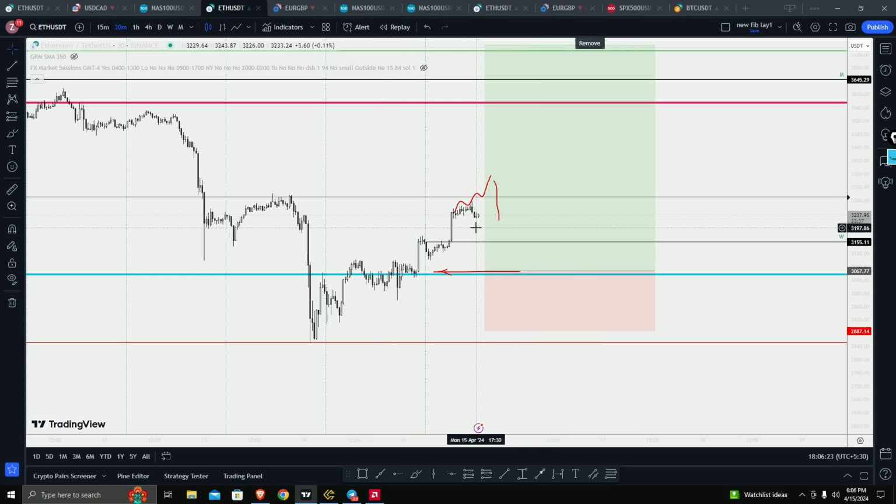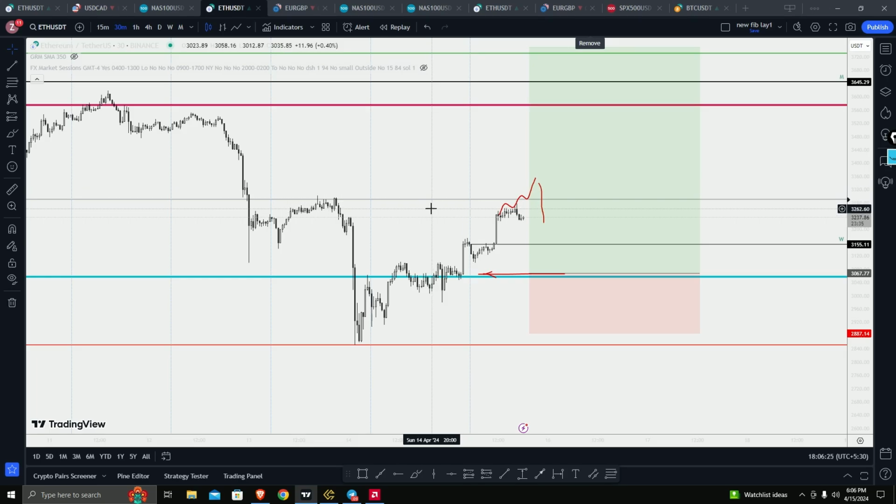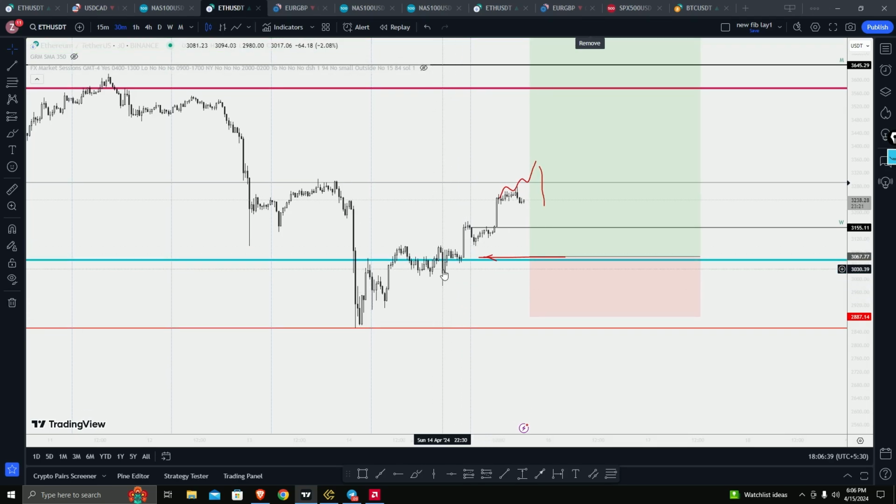Now why do I have this drawn and marked up here? I am looking at another setup, because the setup that I was talking about actually played out on Sunday. We know that most of the markets are closed on Sunday, except for crypto, centralized and decentralized exchanges. So I got a fill because my firm allows me to trade crypto on Sunday. A lot of people might not have that fill.